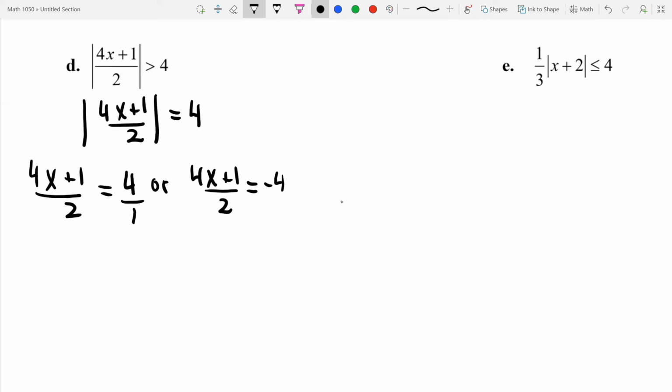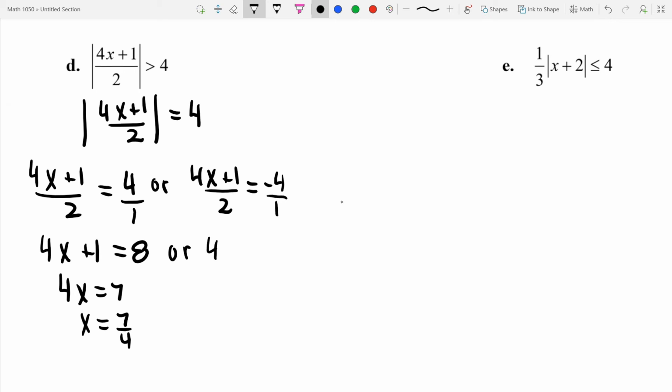Put a 1 underneath. 4x plus 1 times 1 is 4x plus 1. 4 times 2 is 8. If you went the other way and you have 8 equals 4x plus 1, who cares? It's the same thing. I just anticipated it, so I went the other way. Move the 1 over, you get 4x equals 7. Divide, x is 7/4. Cross multiply the other way. 4x plus 1 equals -8. Move your 1 over. 4x equals -9. Divide, x equals -9/4. Tell me what to do now.